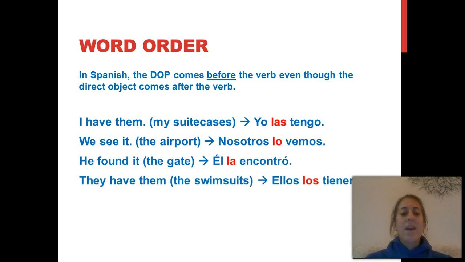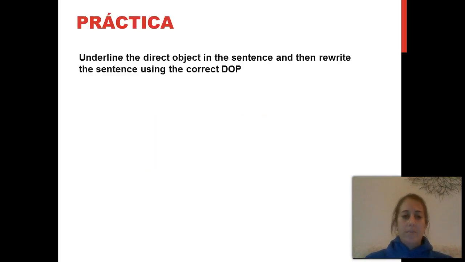And then they have them, and we're talking about the swimsuits. Ellos los tienen. Alright, so see, our word order is just a little bit different. So now it's time for you to practice. You're going to first underline the direct object in the Spanish sentence, and then rewrite the sentence using the correct direct object pronoun. Okay, so let's do the first one together.